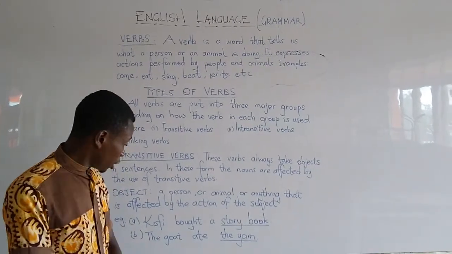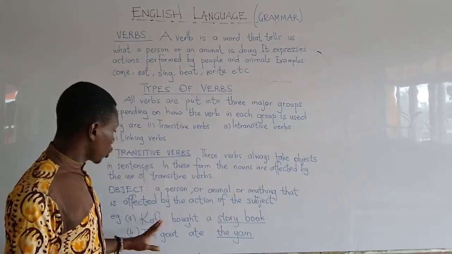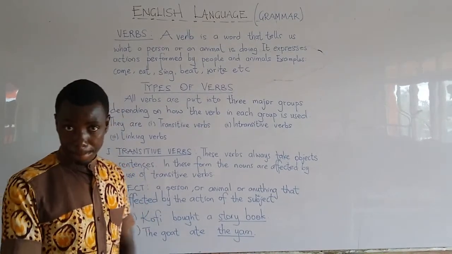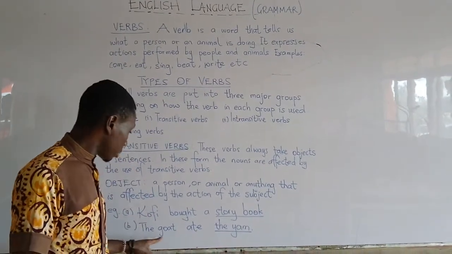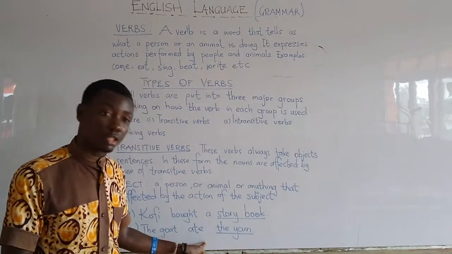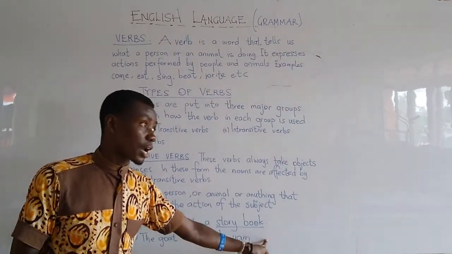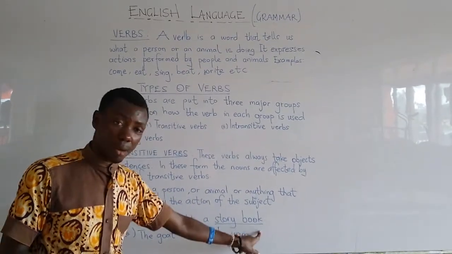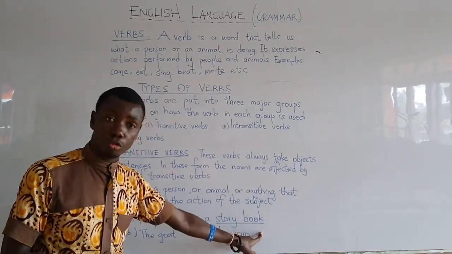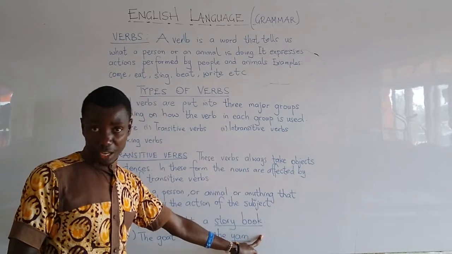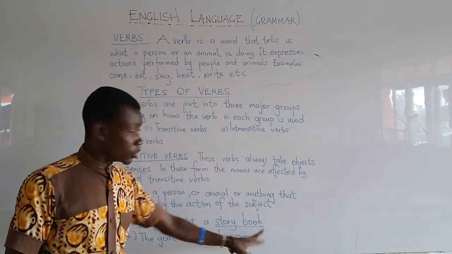In sentence 2, the B. The goat ate the yam. The goat, the subject, performed an action. It did something, ate. So ate, the sufferer of the action here is the yam. Therefore, the yam is also taken as the object.